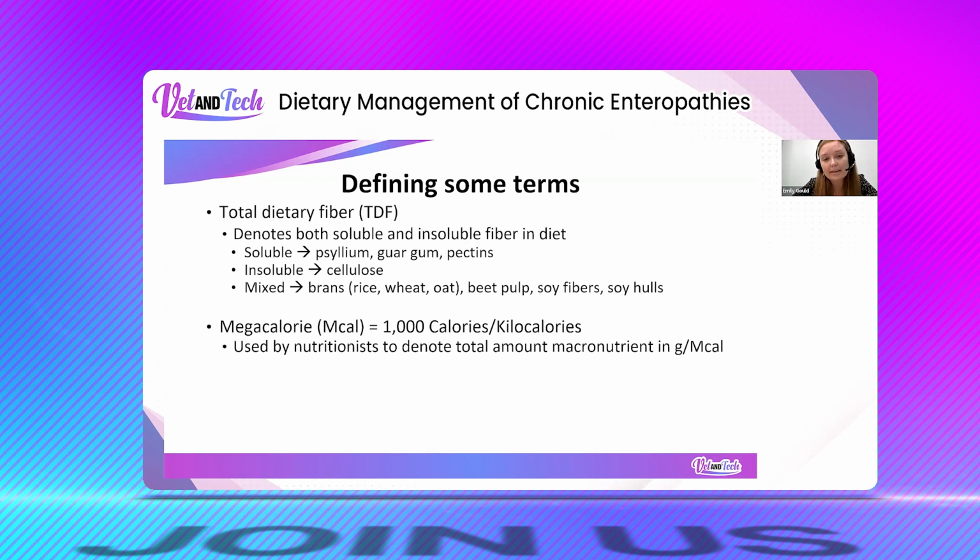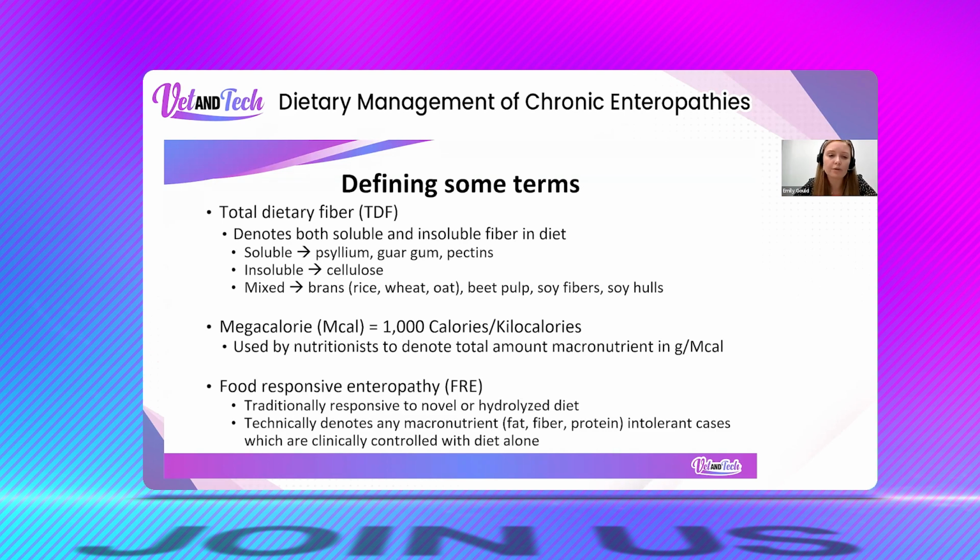When I refer to a megacalorie, that refers to 1,000 kilocalories. Nutritionists will commonly use this when they're talking about macronutrient amounts. So often it's referred to as X grams of fat per megacal, X grams of protein per megacal. So just so you know, when I use that term, that's what I'm referring to.